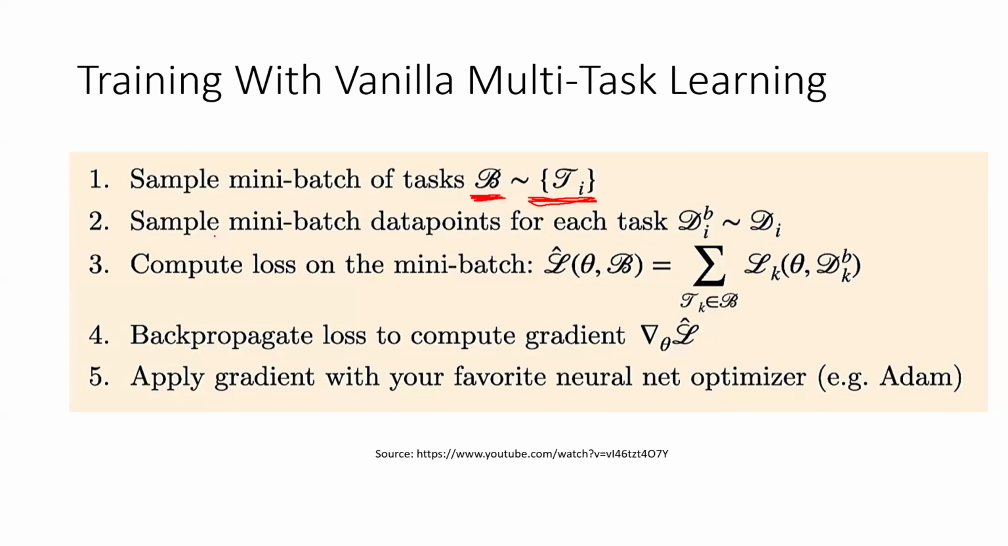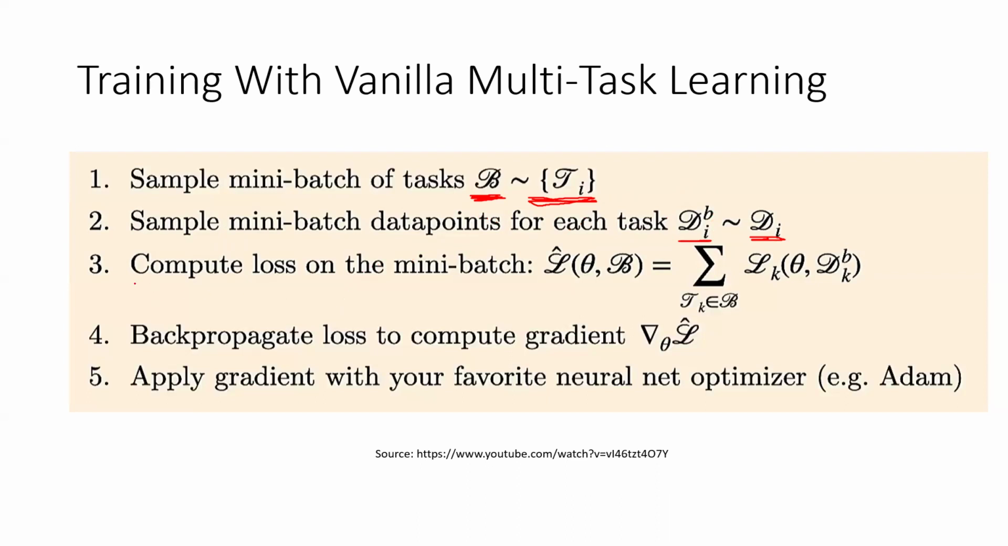And then what happens is we sample mini batch data points for each task. That means D_i is a distribution of all the data points, and then you have a mini batch of data points relevant to each of these tasks. So for each of the tasks, we should have a set of data, a data set, so we get the sample data set for training.